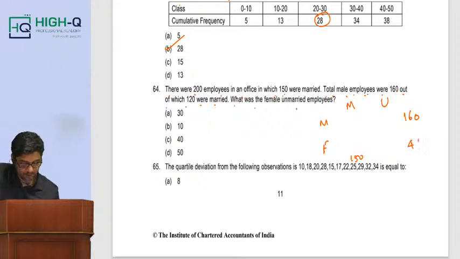Out of that, the remaining 40 are female. Of the males, 120 were married. So 120 married, 30 females married, 40 females total, and here it is going to be 10, going to be 50. I think everything is done now. What was the number of female unmarried employees? 10.